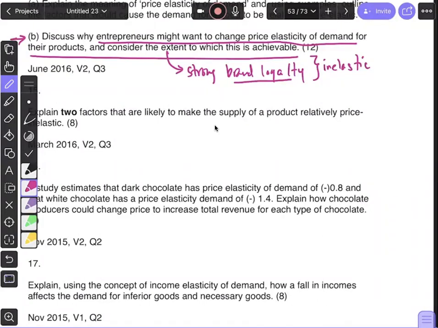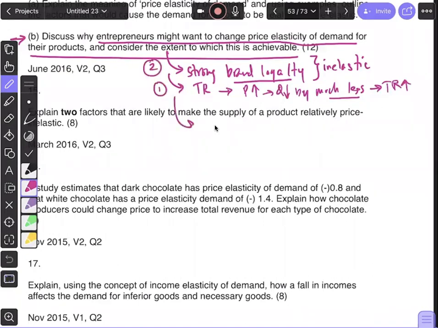And then also, entrepreneurs might want to change the price elasticity of demand for their products. One is the revenue part, total revenue: your price goes up, your quantity will fall by much less, and that's why you can make it more inelastic. And that's why being more inelastic can make your total revenue go up. So we've got one point. Second is brand loyalty. Is there any other point that can give us an advantage to make it more inelastic?